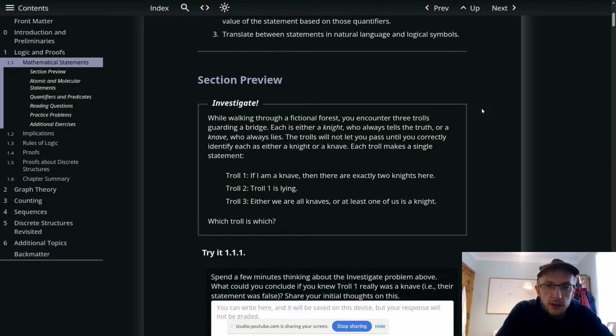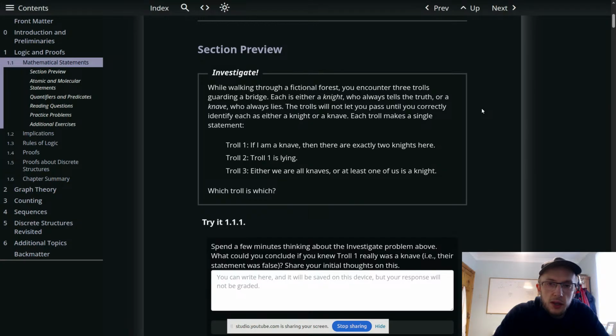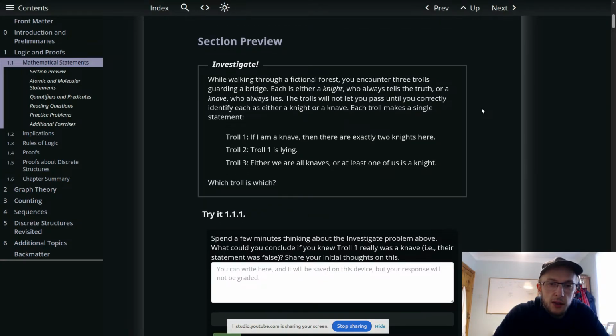Troll 1 says, if I am a knave, then there are exactly 2 knights here. Troll 2 says, Troll 1 is lying. And Troll 3 says, either we are all knaves, or at least one of us is a knight. Which troll is which? So we must ascertain who are the truth tellers and who are the liars among the 3 trolls.